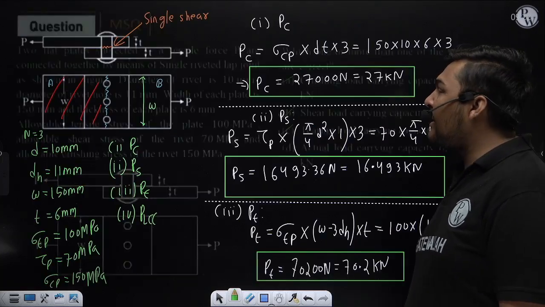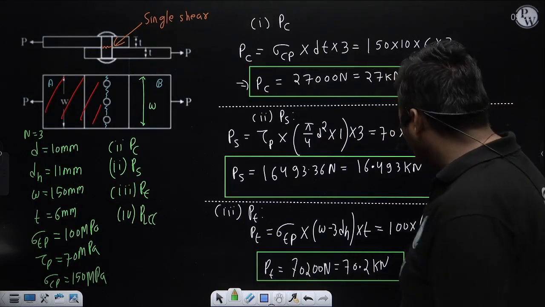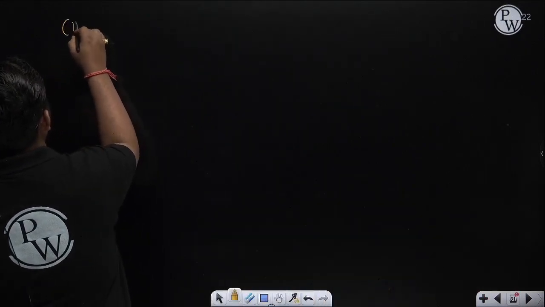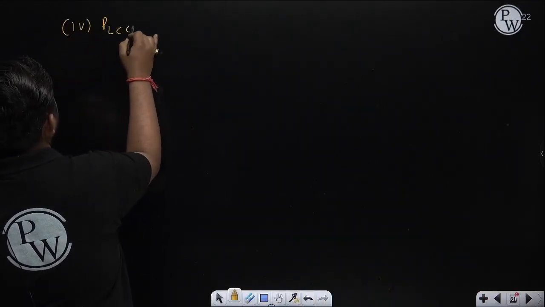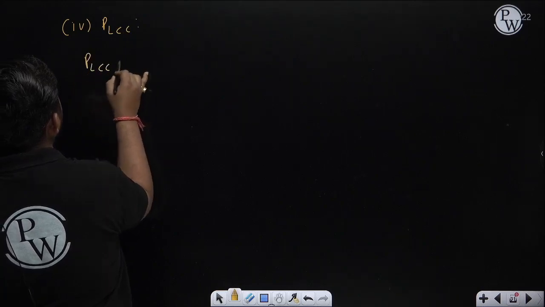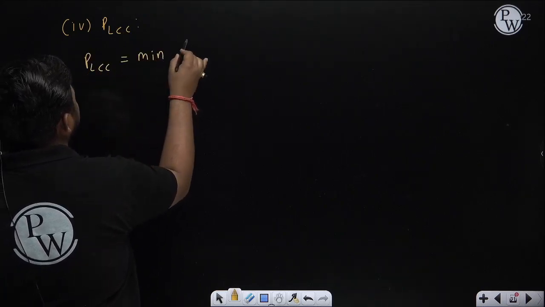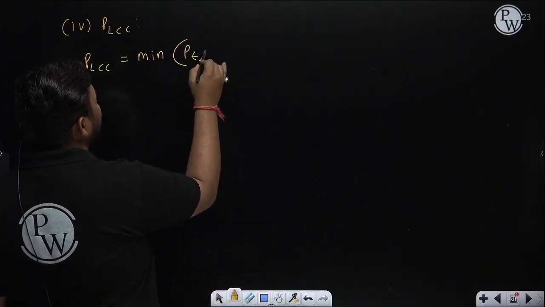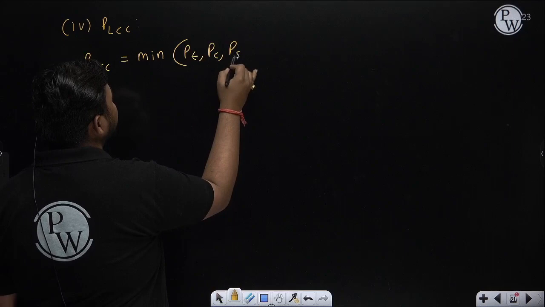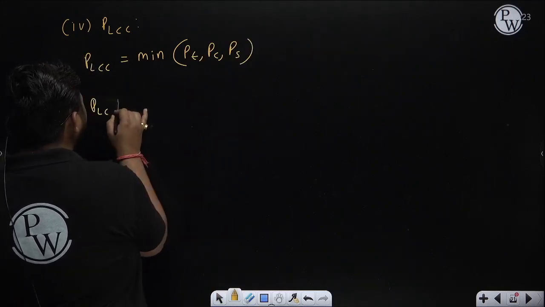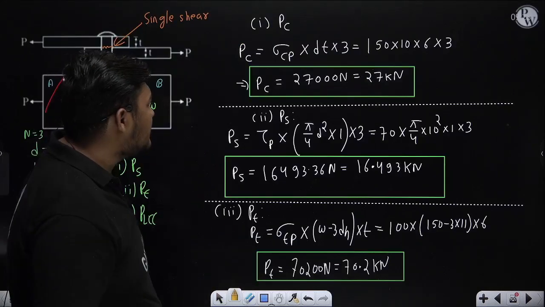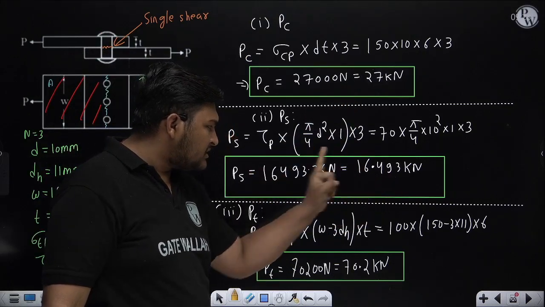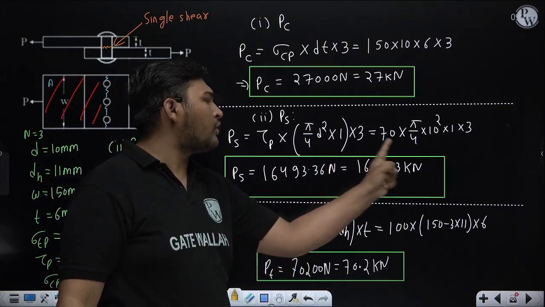Now in option D we have to find the actual load carrying capacity, and what will be the expression of actual load carrying capacity? Actual load carrying capacity will be the minimum of the load carrying capacities which come by considering different types of failure. Means actual load carrying capacity will be the minimum of PT, PC and PS. Right now the minimum value out of PT, PC and PS is 16.493 kilonewton. Out of these two, this is minimum, but this is the overall minimum value.